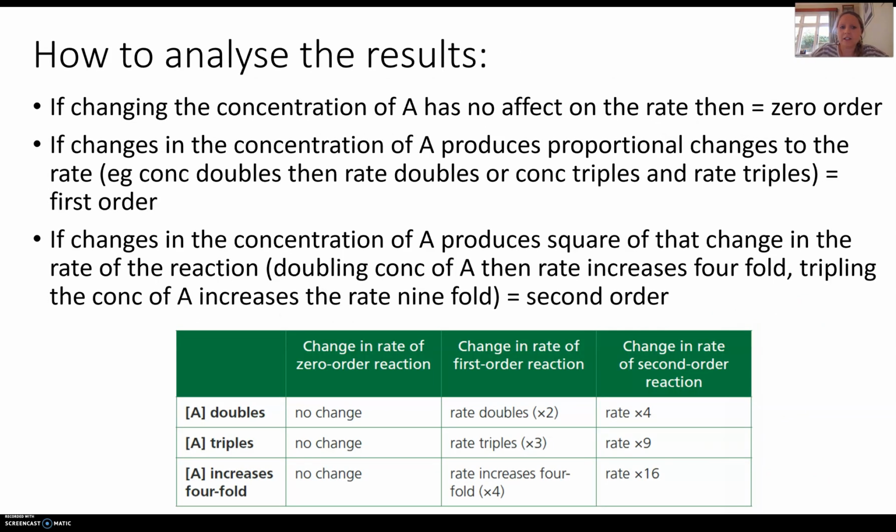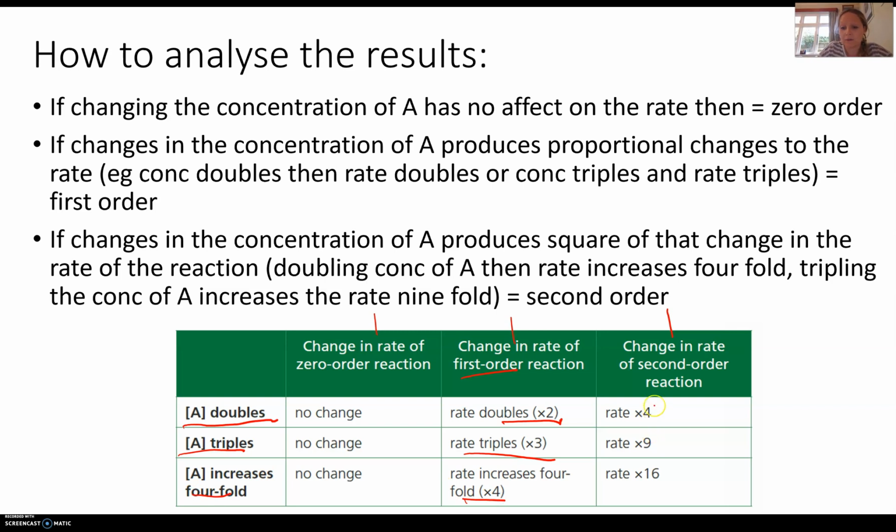Here's just a quick tidbit. It's really useful to make sure you've understood this. This shows the type of order of reaction and the situations you could see happening. If the concentration of A doubles and the rate doubles, then it is first order. If A triples and the rate triples, then it's first order. These are proportional changes. They do the same thing. If A increases fourfold, then the rate increases fourfold. So it's all proportional.